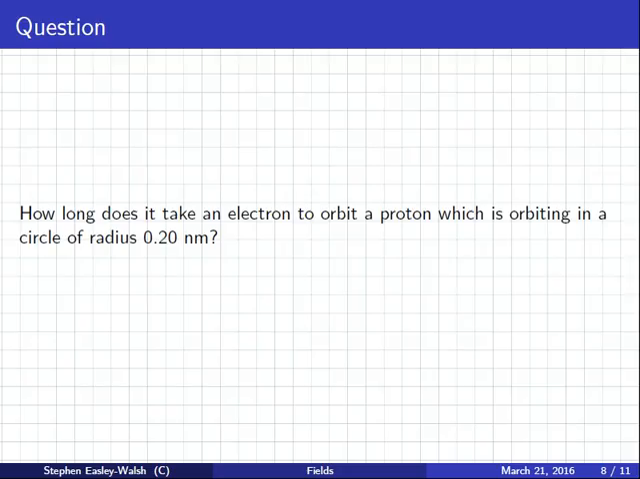How long does it take an electron to orbit a proton which is orbiting in a circle of radius 0.2 nanometers? So what you've got here is a proton and an electron, and they're going around like this. And I want the time for one circle. Do you understand? I just want to make sure you understand what I'm asking.